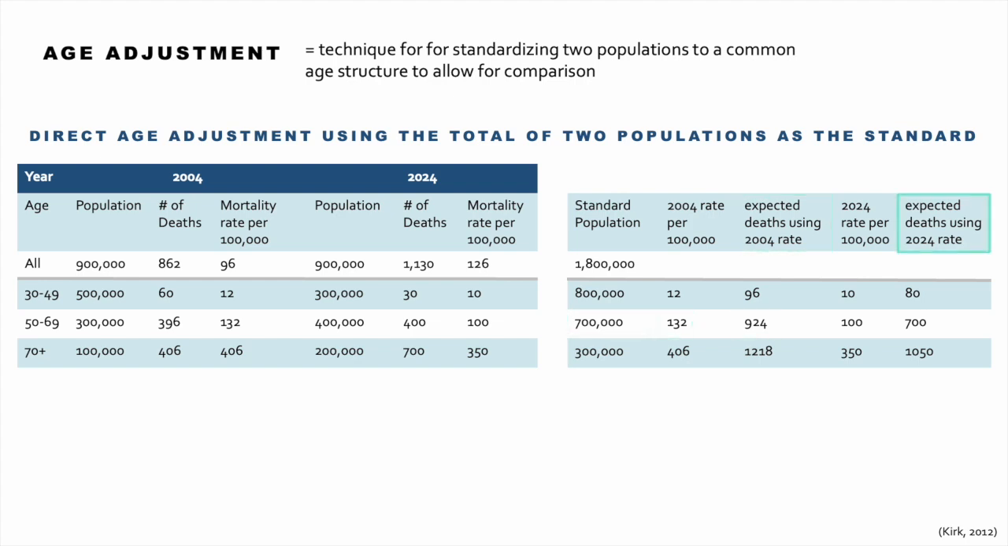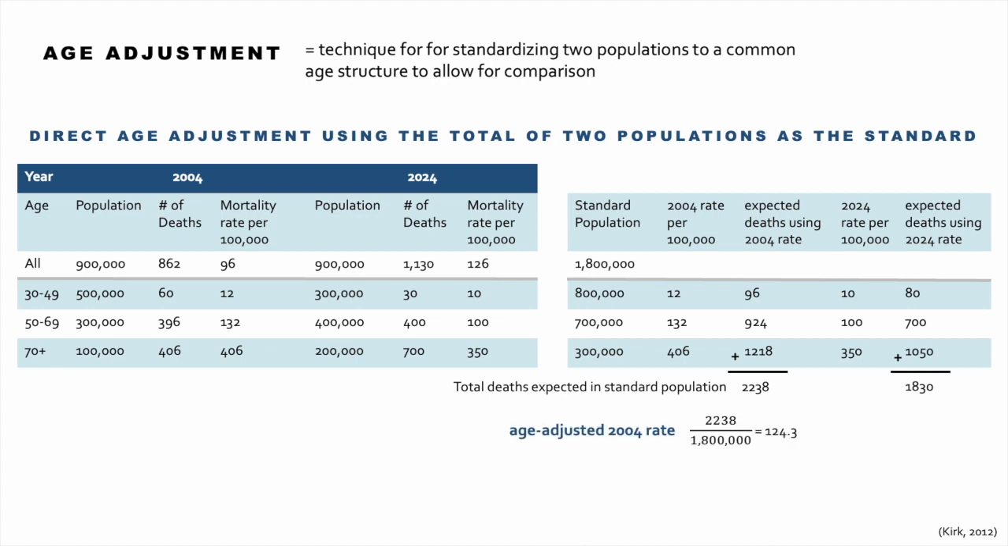Then we follow the same procedure to get the expected deaths using the 2024 rate. We then add up the expected deaths using the 2004 rate to get the total deaths expected in the standard population, and do the same thing for the 2024 rate. For the age-adjusted 2004 rate, we divide the total deaths expected in the standard population by the total artificial standard population we created. And we do the same thing to get the age-adjusted 2024 rate.